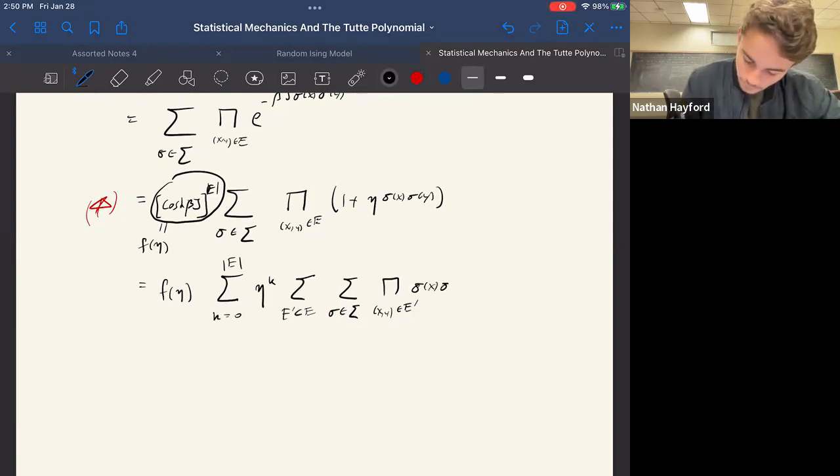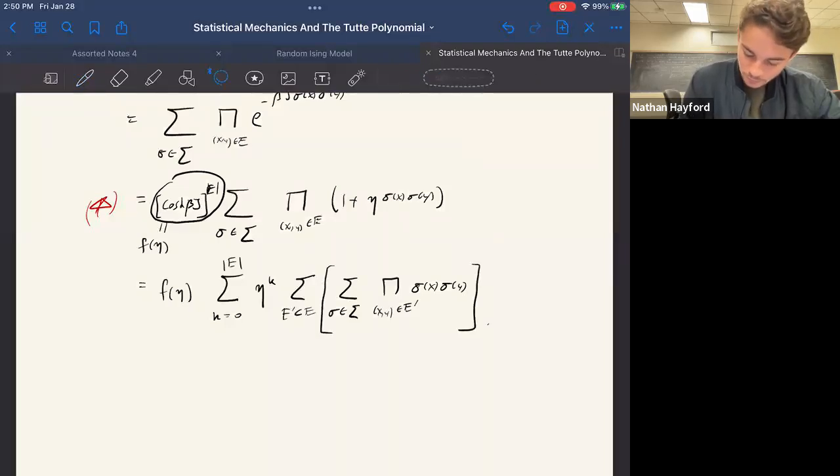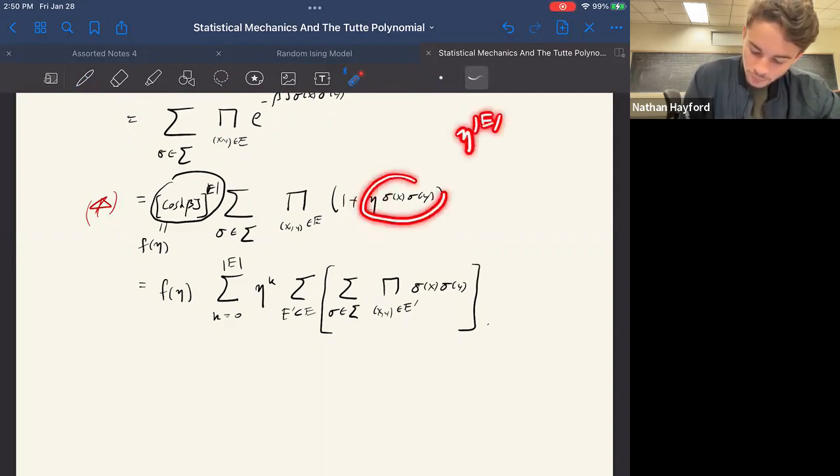Sigma of X, sigma of Y. So what I did is just interchange two sums, and I actually redid this sum. So I actually evaluated this product a little bit more explicitly. So how did I do it? Well, every time I multiply through, what is the highest power of eta I can get? It's eta to the size of the edge set. That's if I multiply all of these things together.